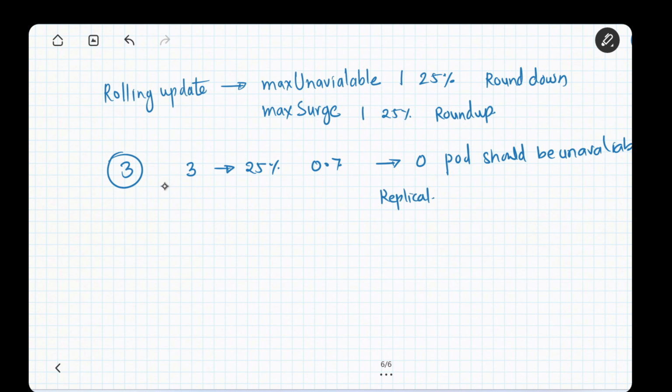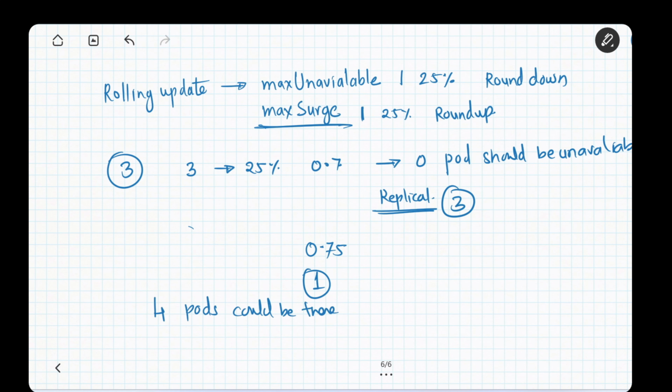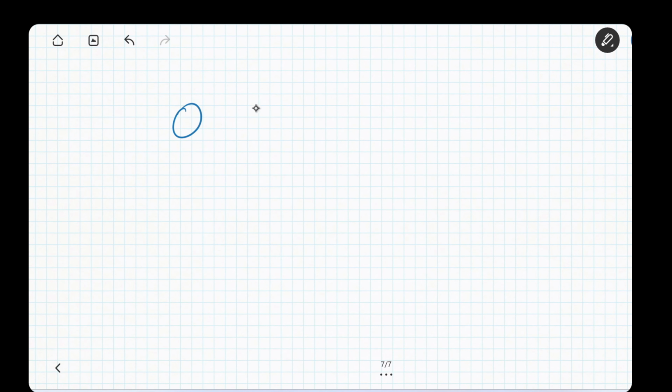Suppose it's 3, so 3 pods should be running at every time. Max surge is rounded up, so 0.75 is rounded up to 1, and that is the default value. Whenever you round up, temporarily 4 pods could be there. Suppose these are the 3 pods, 1, 2, 3, and max surge is 1 (25%, rounded up) and max unavailable is 0. So 3 pods always run.